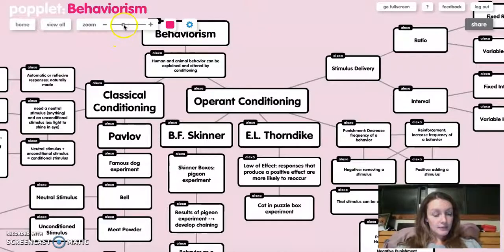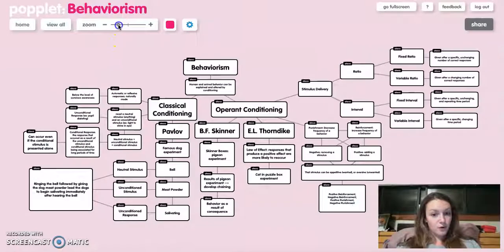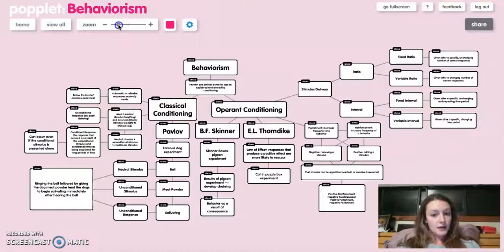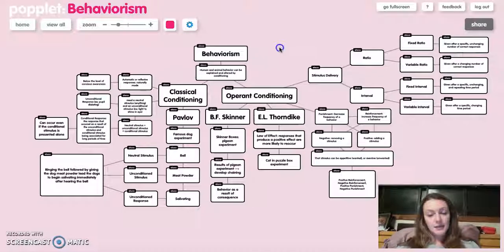Okay, let's see. I think that about does it for my graphic organizer. Here we are. We're zoomed back out. Zoomed back out again so we can look all pretty. And I think that's it.